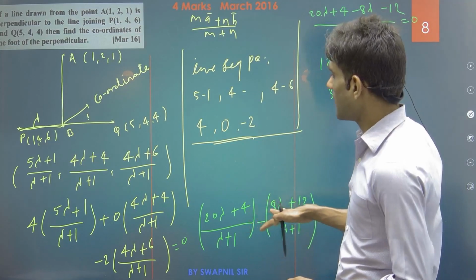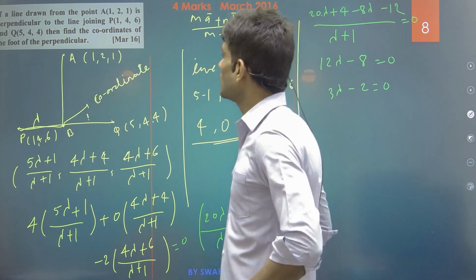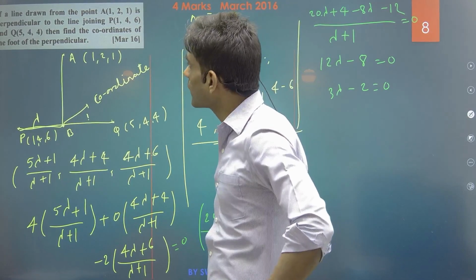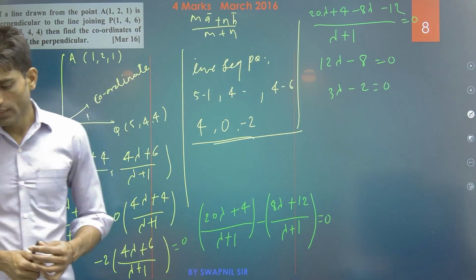Yes, 3 lambda plus 5 here. Okay, upon lambda plus 1, yes, 1 4 6. Okay, 5 4 4. Okay, 1 4 6 5 4 4. Okay, these are the 3 vertices we have here.